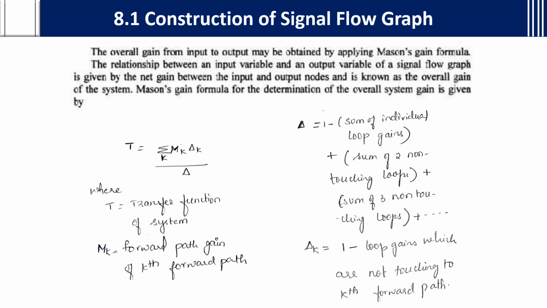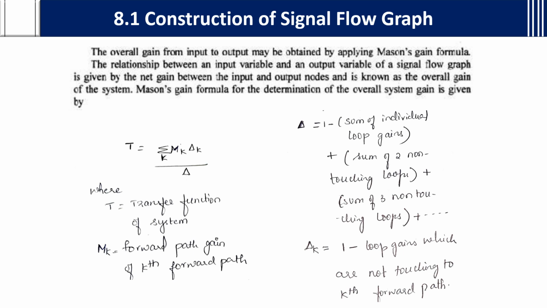Now we will see Mason's gain formula to find the transfer function. The overall gain from input to output may be obtained by Mason's gain formula. The relationship between an input variable and an output variable of a signal flow graph is given by the net gain between the input and output nodes, and is known as the overall gain of the system.